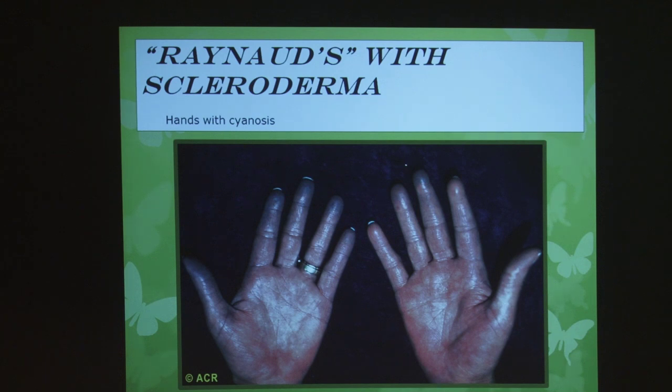This is a patient with scleroderma who has Raynaud's. And you don't see pallor here. This is the second stage. Pallor, whiteness, is the first stage. The second stage is called cyanosis. You get this blue discoloration at the tips. And I think you can appreciate it more on this side, on the right side, than you can on the left side.